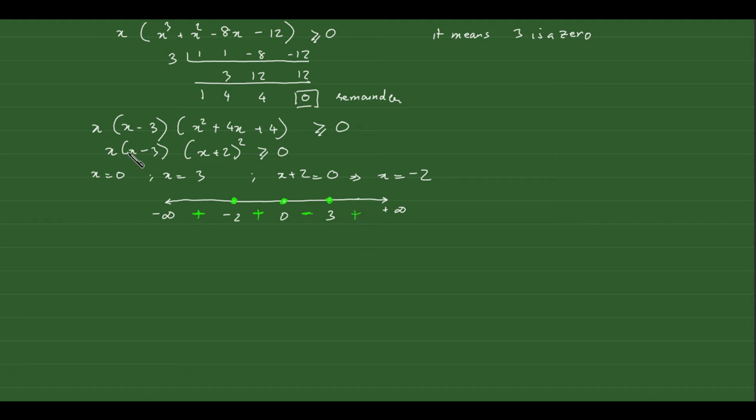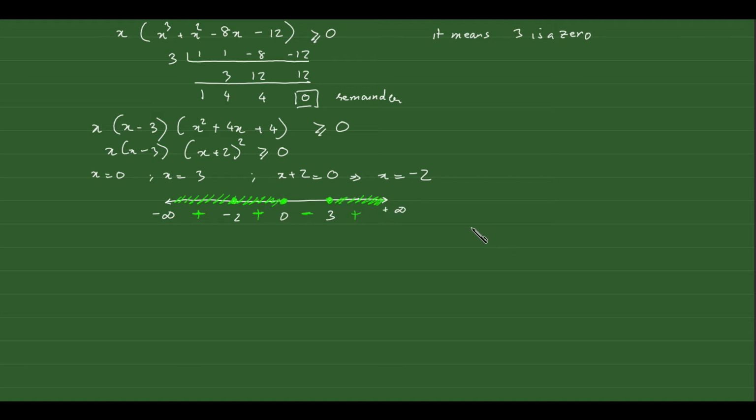Plug 4 over here, then let's see what is the value. So you plug 4 over here, so 4 minus 3 is 1, 1 times 4 is 4, 4 plus 2 is 6, 6 squared is positive, so positive times positive times positive gives you positive. You see that? So you're going to do it carefully, right? So we want greater than 0, so that means we're going to take all of this. We're going to take this.